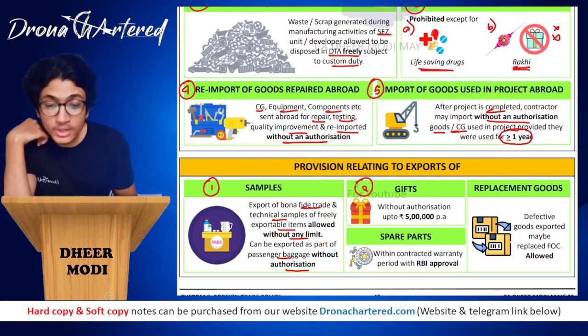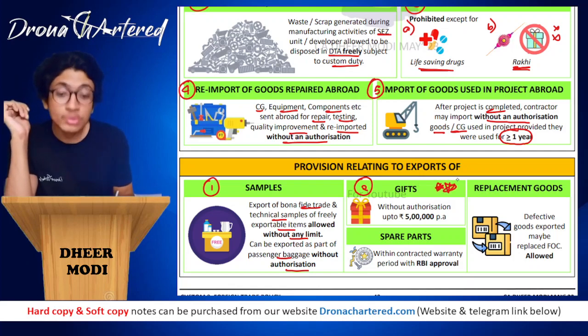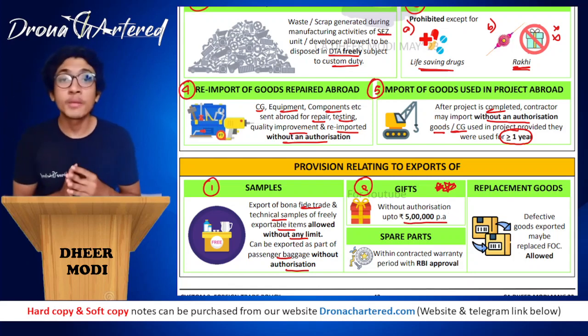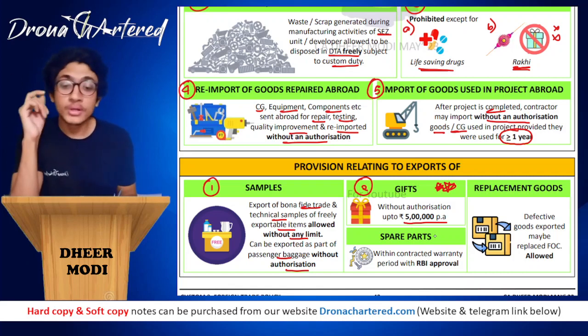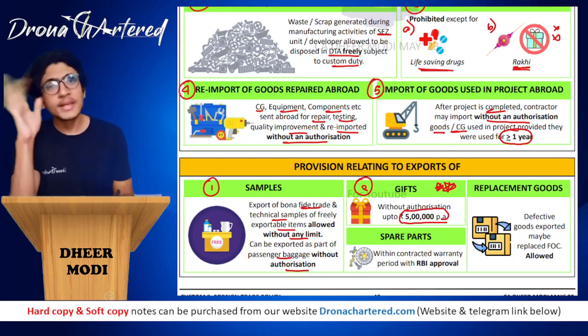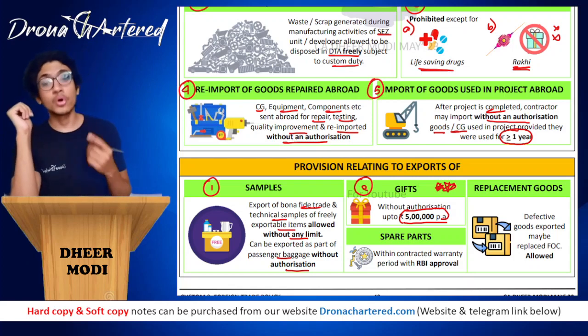Second is with regards to gift. Now gift, there is a condition. Important point, they ask this in MCQ, so please make sure you are listening to this carefully. So gifts are allowed without authorization up to rupees 5 lakh per annum. When we say up to rupees 5 lakh per annum, means 5 lakhs or less. So gifts are allowed without authorization. This limit you have to remember carefully. Very easy MCQs are asked. All you have to remember is up to 5 lakhs is allowed without authorization.